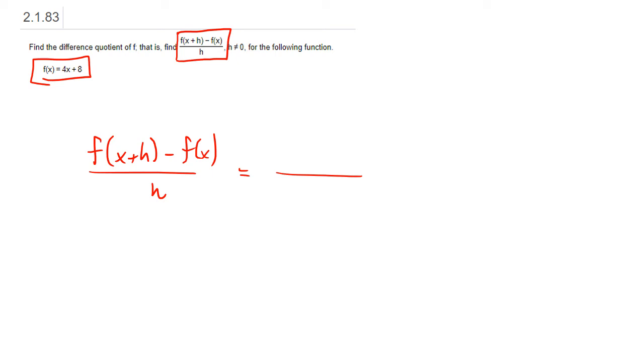So my denominator is just h. Okay. f of x that I'm subtracting on the right here is exactly 4x plus 8. Now, what is f of x plus h? It's going to be 4 times the quantity x plus h minus 8, because f of x says take the input, multiply it by 4, and then add 8. Here, my input was not just x, it was x plus h. 4 times the input and then subtract 8.